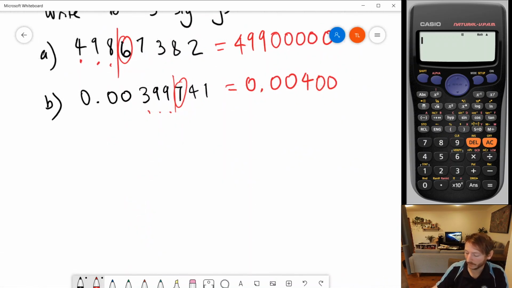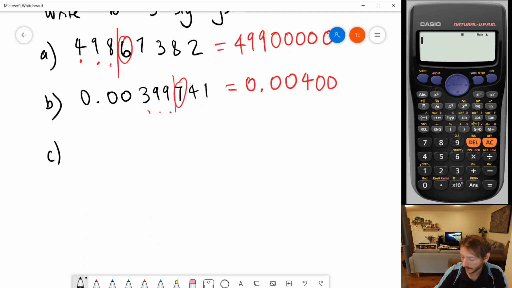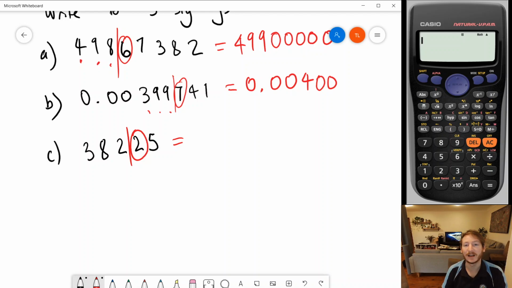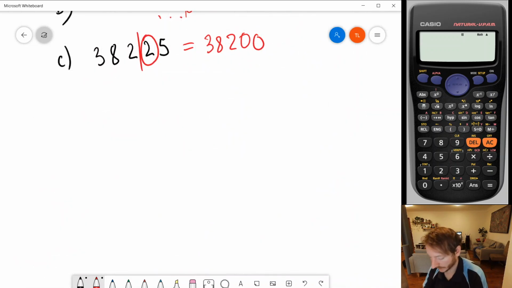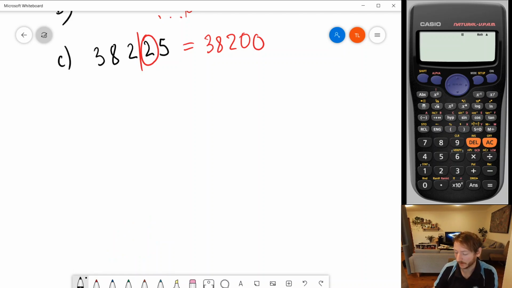Alright, let's do this one. Let's do 1, 3, 8, 2, 2, 5. I just thought I'd choose this one just for a bit of mix up. 1, 2, 3. Look at the next one. 2 rounds down. So that stays the same. We hadn't had one that rounded down yet. 3, 8, 2, 0, 0. So pretty simple. If you know how to round decimal places, you're going to be fine to round these as well. But let's combine it with some scientific notation.